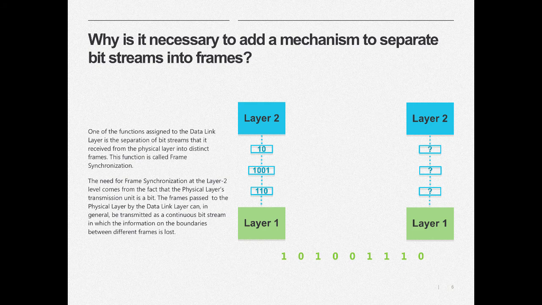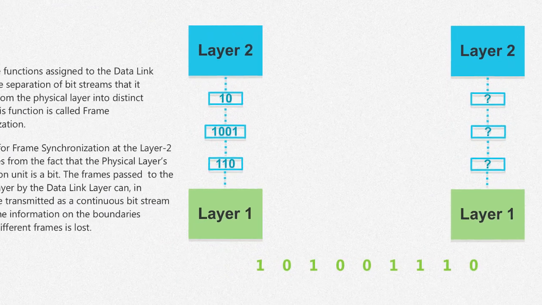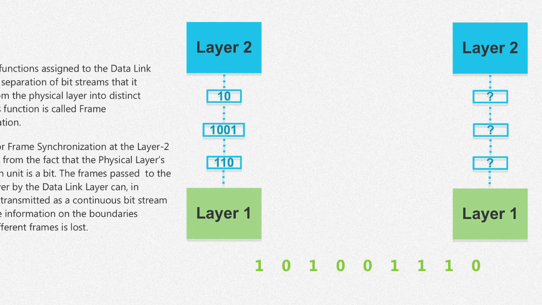As you can see on the bottom, the sequence of bits, which is green in the slide, represents the sequence of all three frames. So it starts with 10, it continues with 1001, and finally the last frame, 110. Since the unit of transmission of layer 1 is the bit, all of these bits are going to be transmitted one after another, and there is no separation between them.